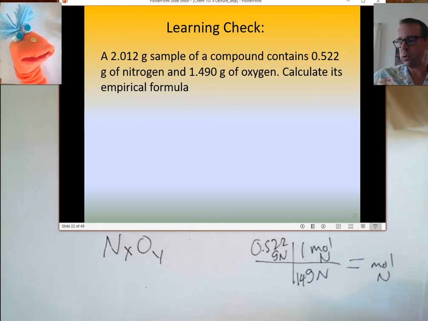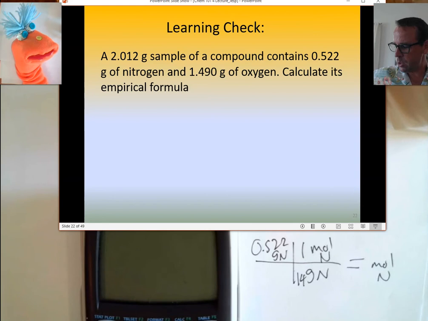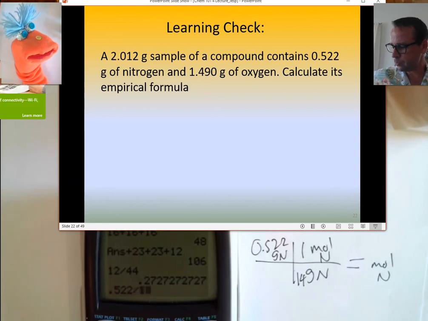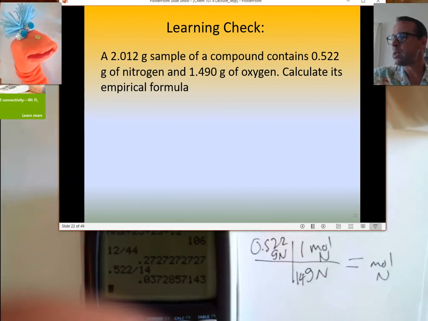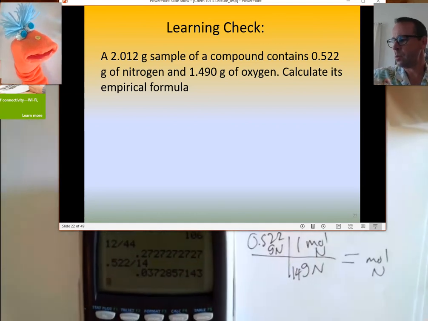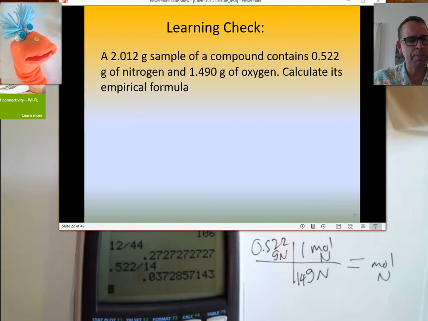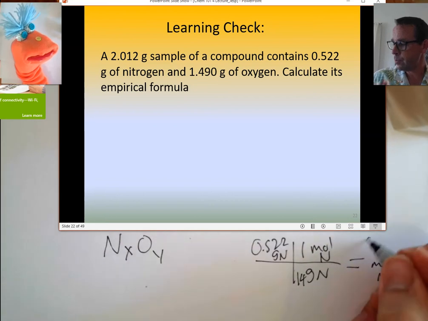So 0.522 divided by my 14, right? That's how I get my moles of nitrogen, 0.0373.